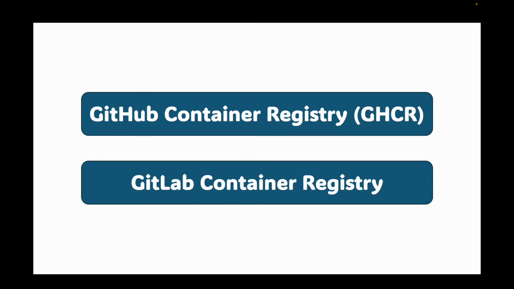Then there are enterprise grade self-hosted registries. You have Harbor. This is a fully featured open source registry. It's not just for Docker images, it also supports Helm charts and other OCI artifacts. Harbor provides advanced features like role-based access control, vulnerability scanning, image signing, and replication between registries. It's the go-to choice for large organizations.